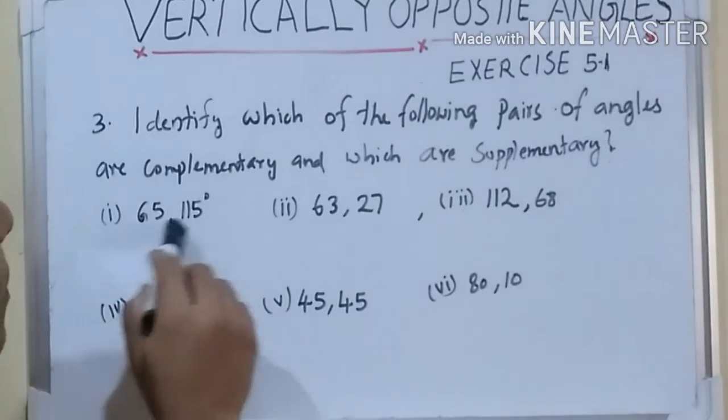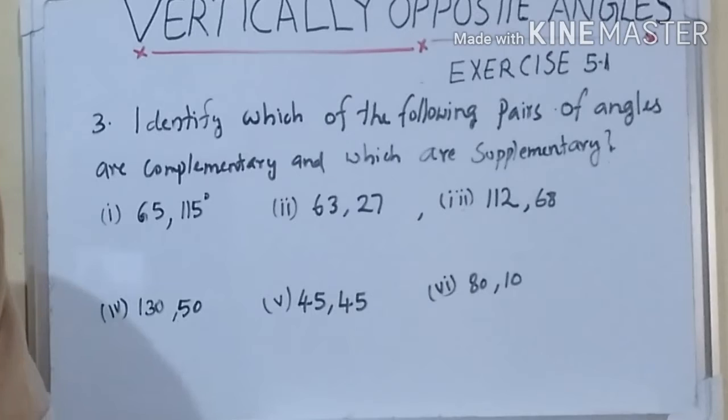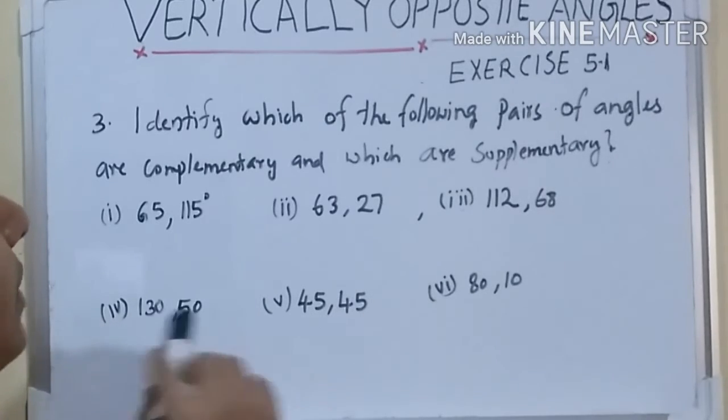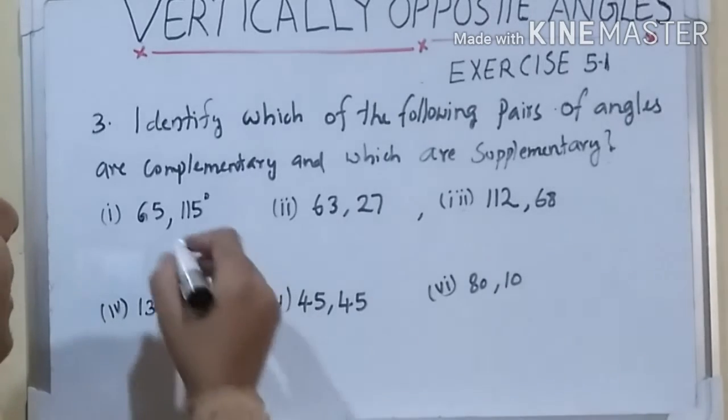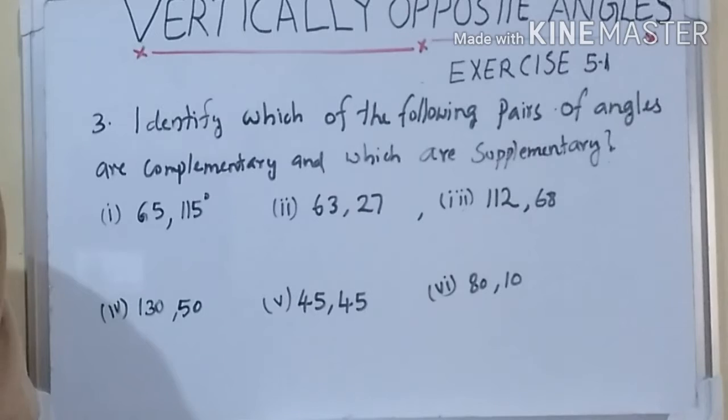Here they give some pairs of angles. We have to find which are the complementary angles and which are the supplementary angles. How to find? Simple. We have to add these two angles. If we get 90 degrees, we will say it is the complementary angle. If the sum is 180 degrees, we can say it is the supplementary angles.